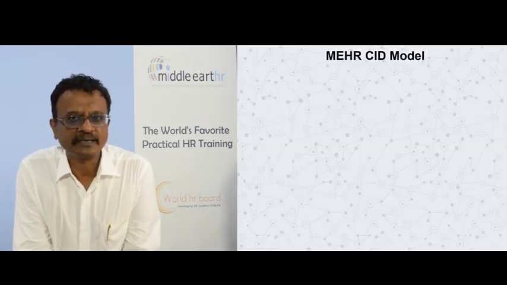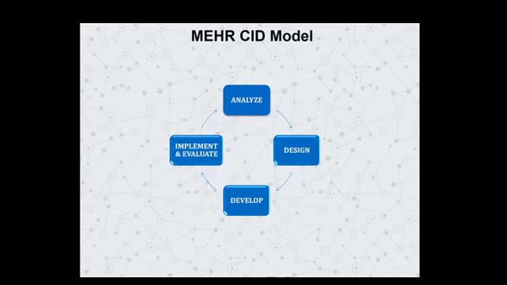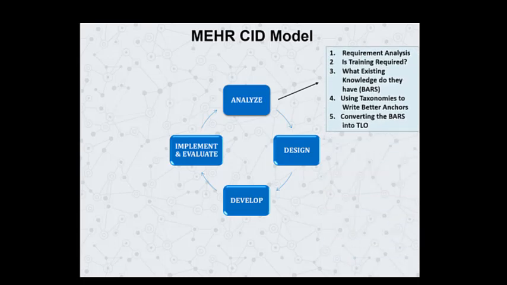Now, what are the topics we are going to cover? Let me take you through that. Essentially, the program is built around 4 basic modules. The first module is, how do we analyze a program? Analyze the situation. Find out what the training requirements are. So in this module, what we'll be covering is, how do you do a requirement analysis? Is training really required? How do you analyze the existing level of people and how do you analyze at what level they should be?